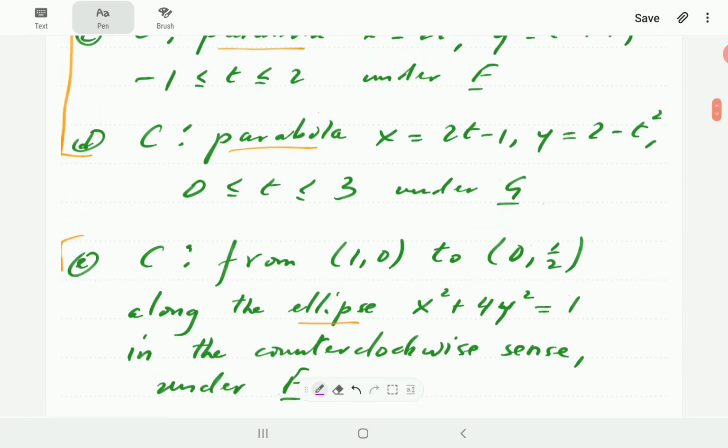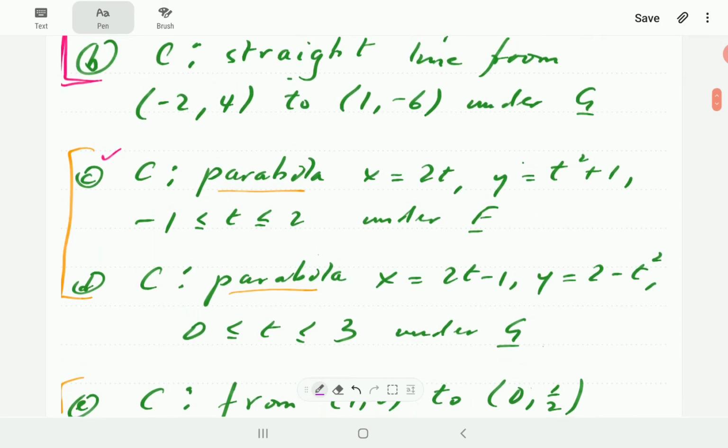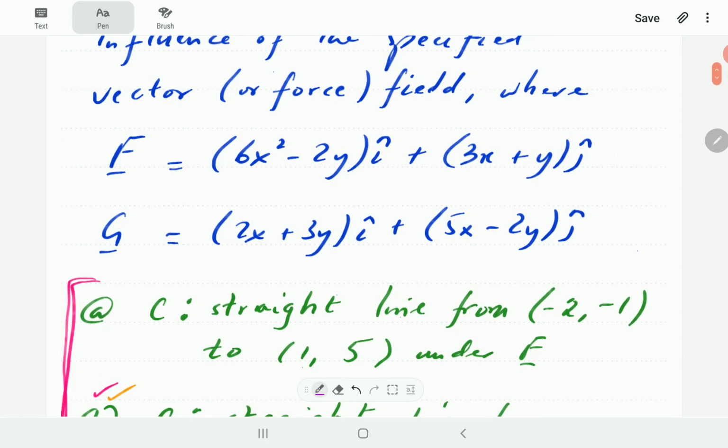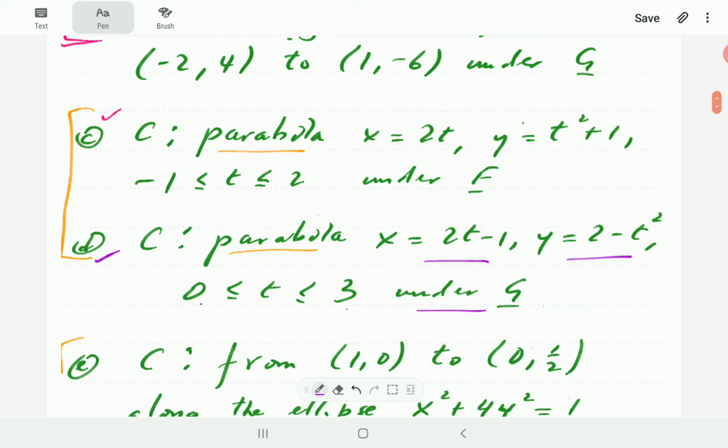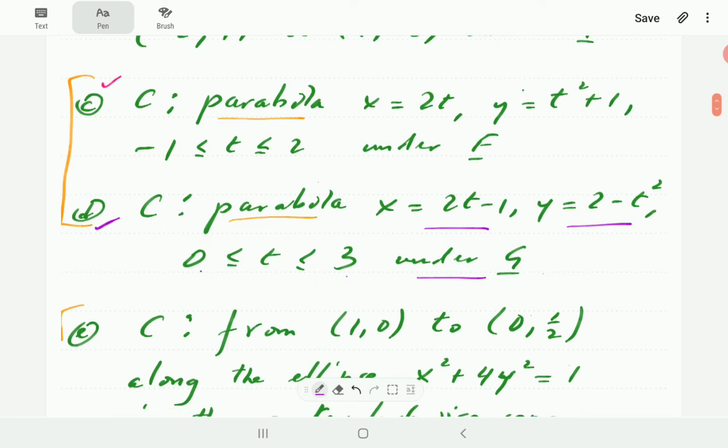At this point, just like I did in the part 1 video, I'm going to give you an opportunity to have a go at D. So if you'd like to have a go at finding the work done in moving an object along this parabola, t is varying from 0 to 3, and under the influence of the second force field that we have here, which is G, just pause the video, work through this, and then when you continue the video, you can compare with our solution.